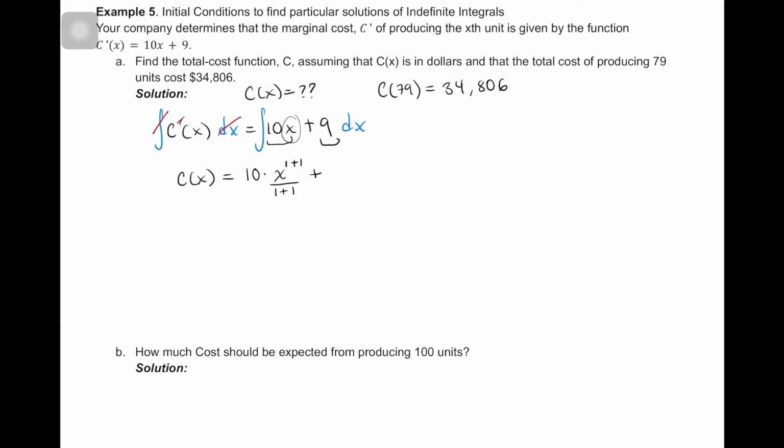When you take the antiderivative of a constant, that means you add a factor of x, right? And followed by plus c. So if we simplify, this is going to be 10x squared over 2 plus 9x plus c. If you notice here, the 2 and the 10 will simplify, giving you 5x squared plus 9x plus c.